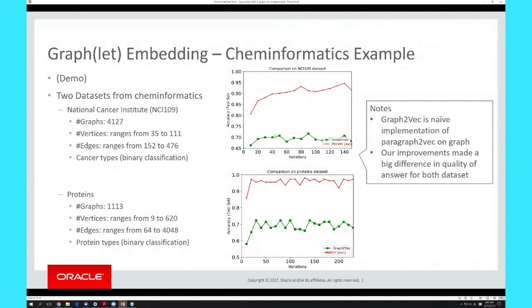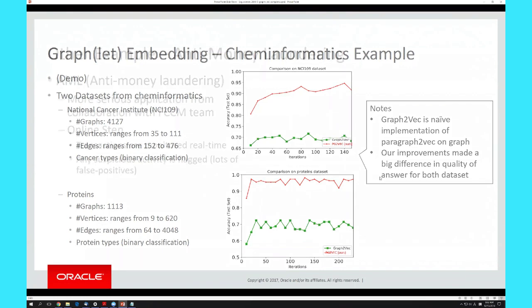The green one was what was proposed in the paper, and the red one is after we applied our own enhancement. As you can see, we improved the accuracy quite a lot by using our own techniques.